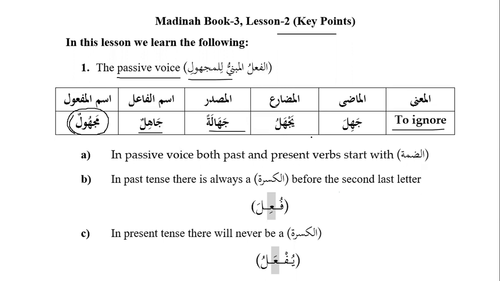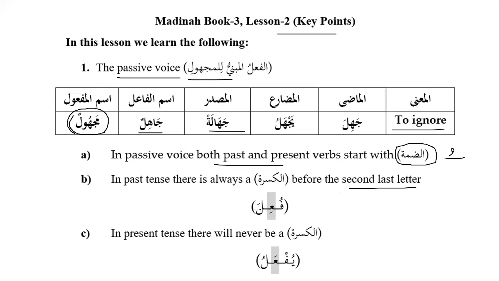From today, even without learning the passive voice, when you are reciting the Quran, you will be able to figure out whether the verb is majhul or ma'loom. How do we know that? In passive voice, both past and present verbs start with dhamma. Number one, there is always dhamma in the beginning. Clear? Whether it is present or past, in the beginning there will always be a dhamma. In the past tense, there is always a kasra on the second last letter.